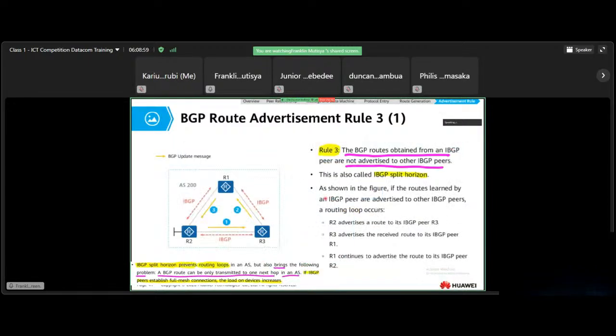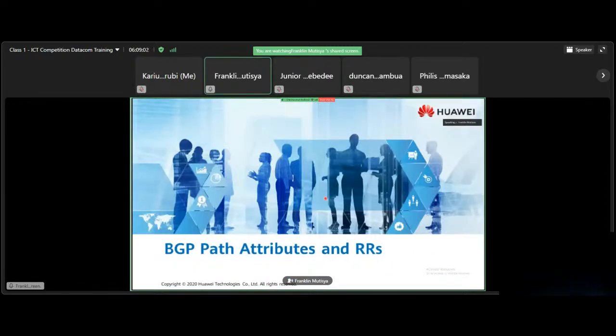Hope that is clear. Now let's look at path attributes and route reflectors. I would like us to take a break of 10 minutes, then we continue.